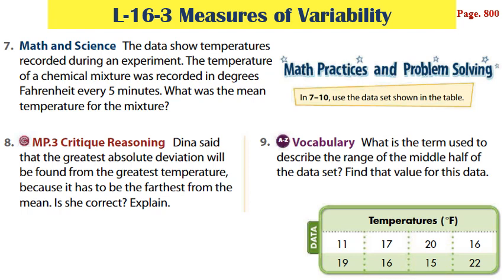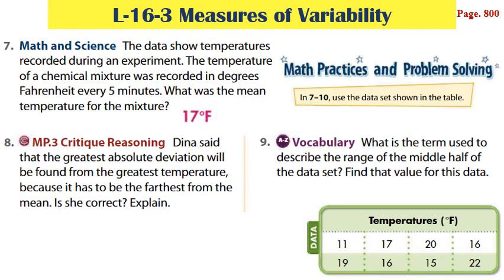First, number 7. The data show temperatures recorded during an experiment. The temperature of a chemical mixture was recorded in degrees Fahrenheit every 5 minutes. What was the mean temperature for the mixture? Very good. 17 degrees Fahrenheit.